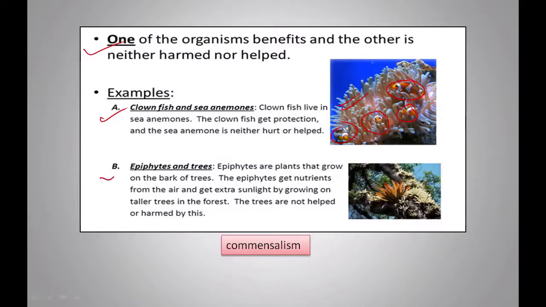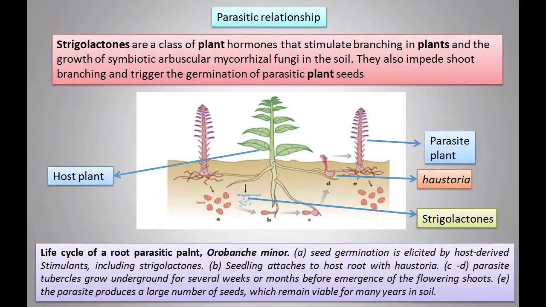Another example is epiphytes and trees. Epiphytes are plants that grow on the bark of trees. You can see here they grow on the bark of the trees, and these epiphytes get nutrients from the air and get extra sunlight by growing on the taller trees in the forest. So trees are neither harmed nor helped. So this is commensalism.